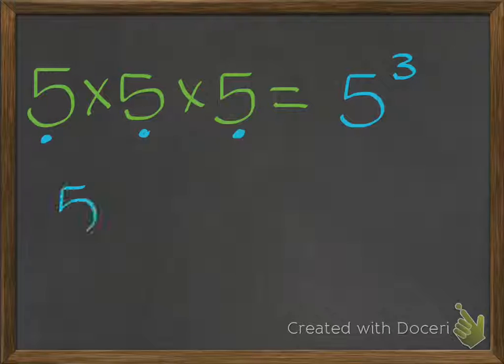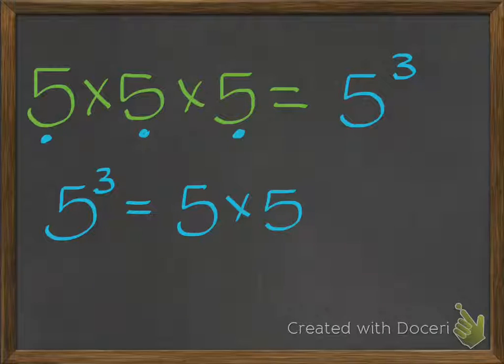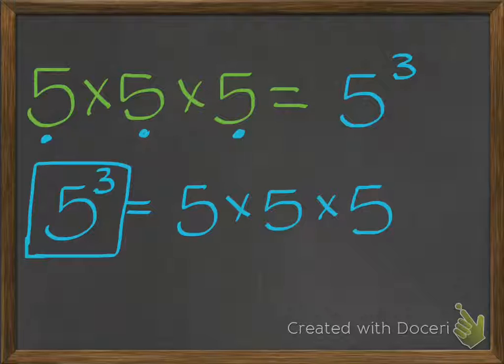So if I just saw 5 with the exponent of 3, I would say that means I'm going to multiply 5 times 5 times 5. Now to read this number right here, we don't say 5 with the exponent of 3. We say it a little differently. We say 5 to the 3rd power, and that's how we read it.